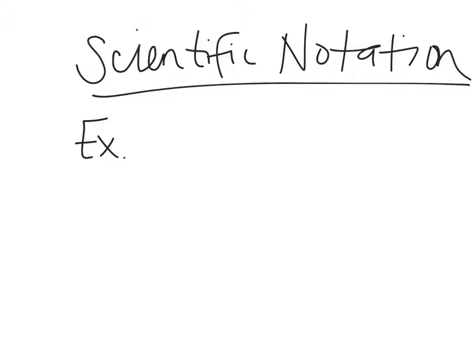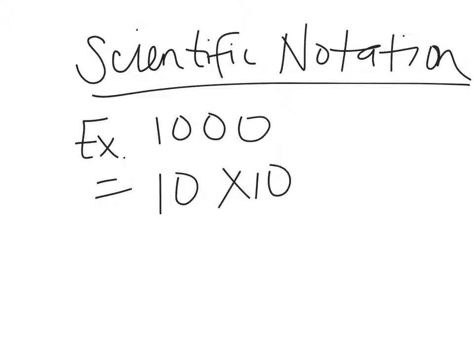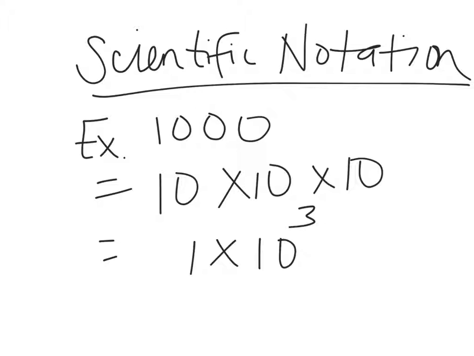So for example, if I wanted to write the number 1,000, I know that that's the same thing as saying 10 times 10 times 10, which is the same thing as saying 1 times 10 to the third power, or 10 cubed, because we did it 3 times.